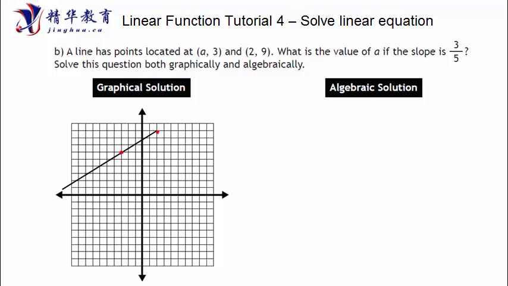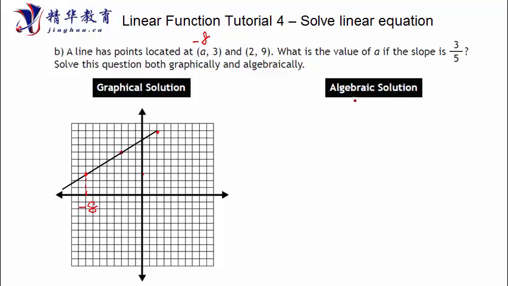After drawing the line, we're going to find the other point, which is (a, 3). We don't know the x value, but the y value is 3. So we look for the y value here, 1, 2, and 3, and then we look for the corresponding x value at this point. It's supposed to be equal to -8. So we got a equal to -8. This is by solving it graphically.